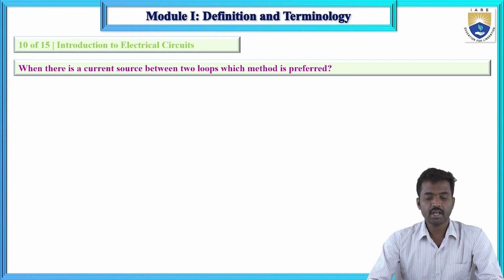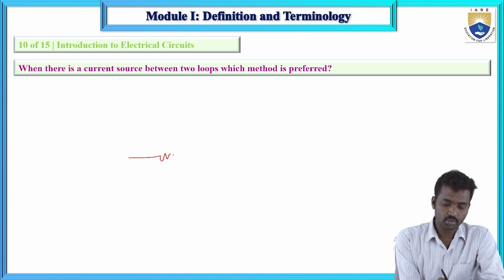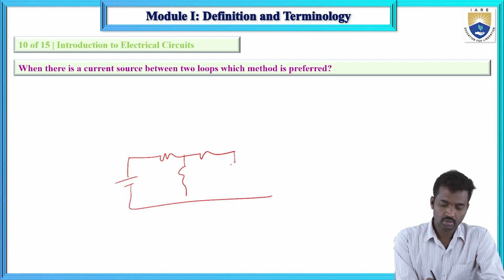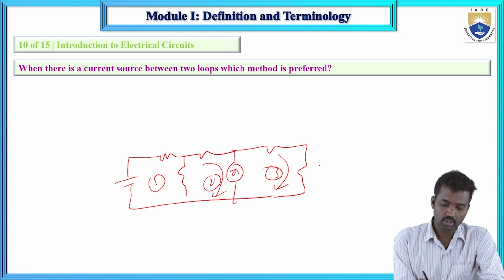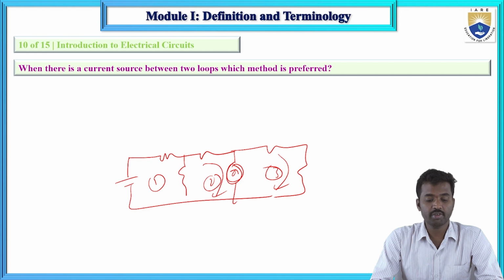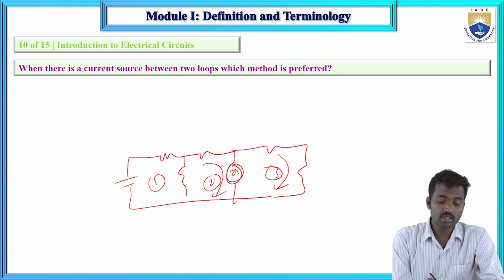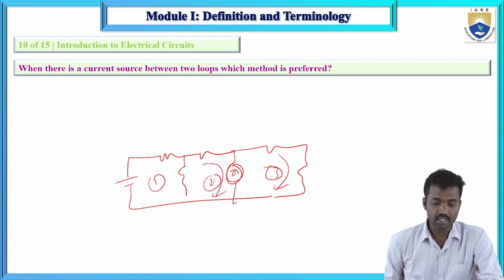Next, 10th question. When there is a current source between two loops, which method is preferred? So here, there is a current source between two terminals, this one. In mesh 1, mesh 2 and mesh 3, between two loops there may be a current source. This is a current source, that is a super mesh. For this particular case, we will use mesh analysis. When a current source exists in between two loops, that is a super mesh. That concept we will use.